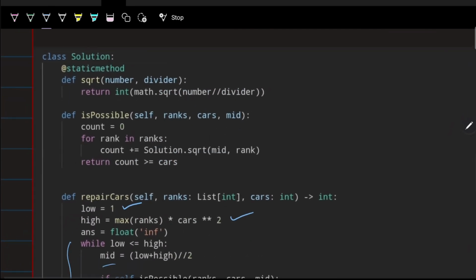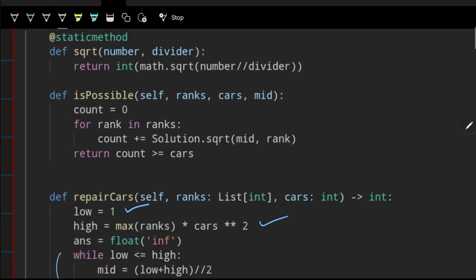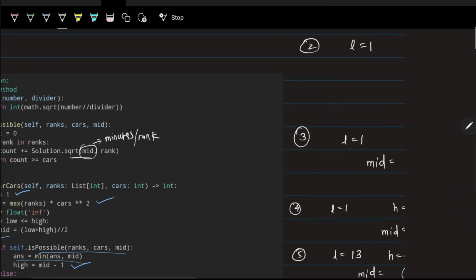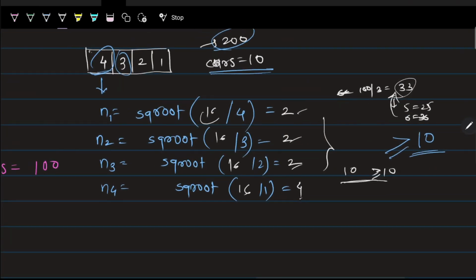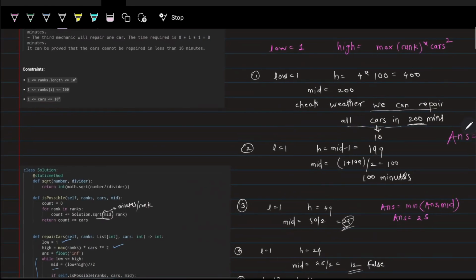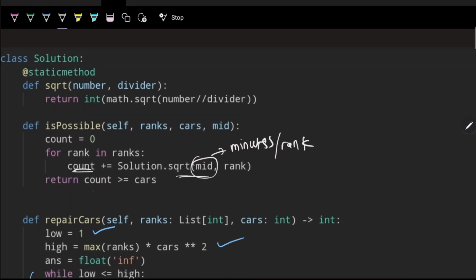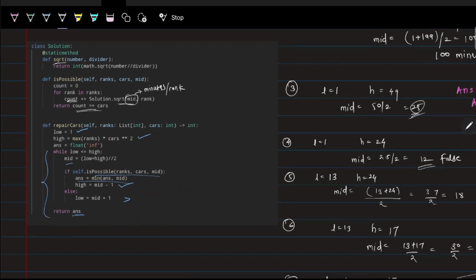What is the possible function? For every step, I am just counting the square root of minutes by rank, where mid is nothing but the maximum minutes. Same thing we did here: minutes by rank. If you come here, for 16 minutes we divided by each rank and added up all of them, and returned whether it is greater than or equal to the cars. Same thing I am doing here. I am counting all of them and returning whether count is greater than or equal to cars. If yes, return true, or else return false. And I have written the square root function here. So I hope you got this problem.